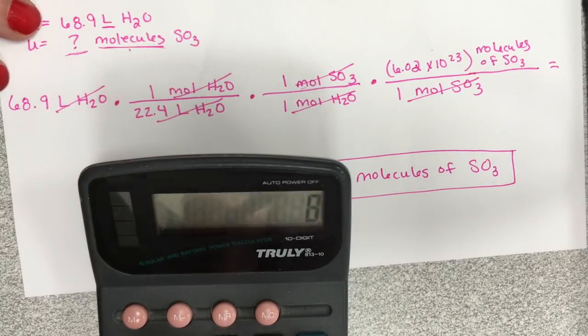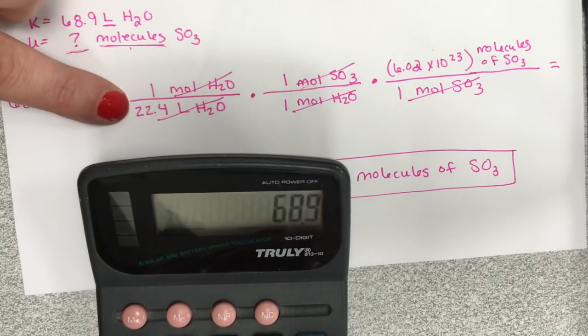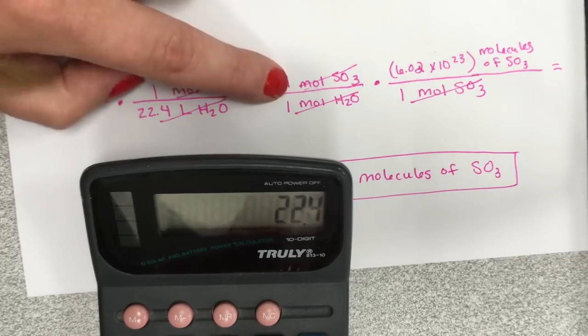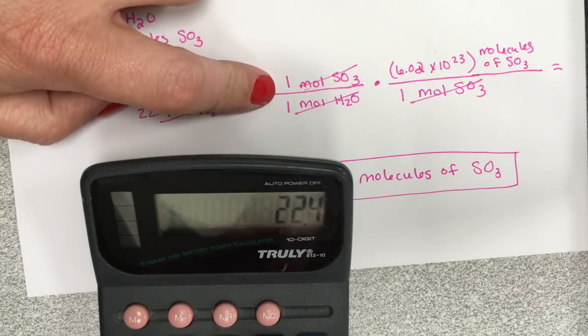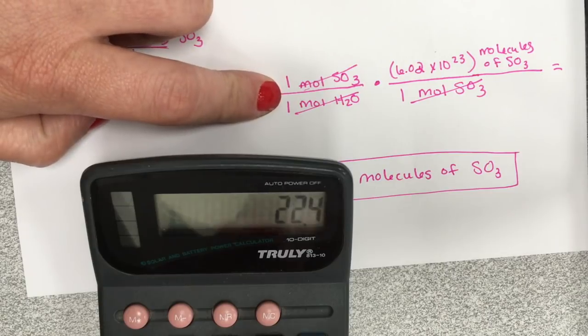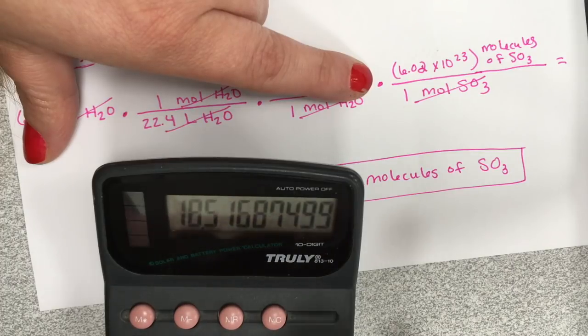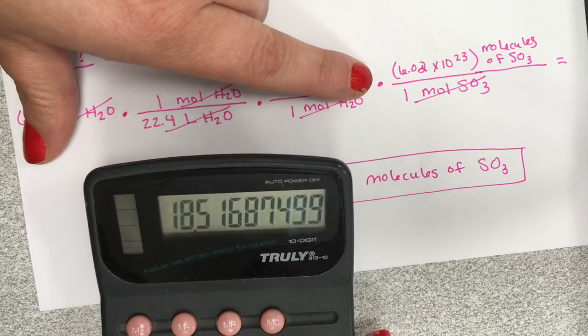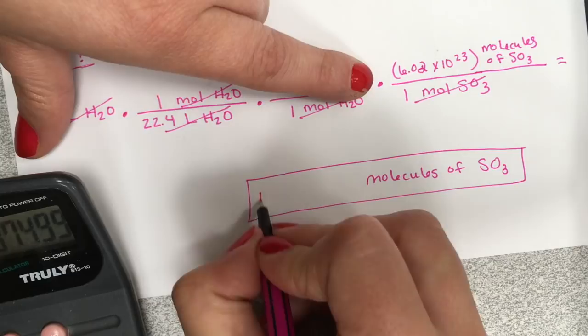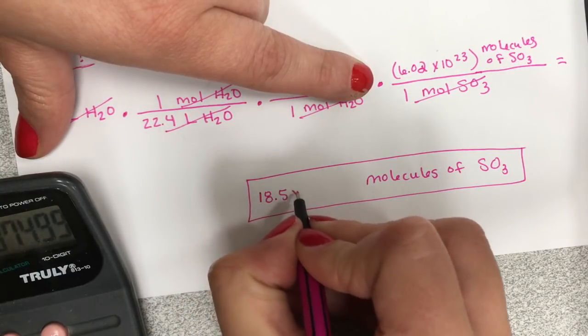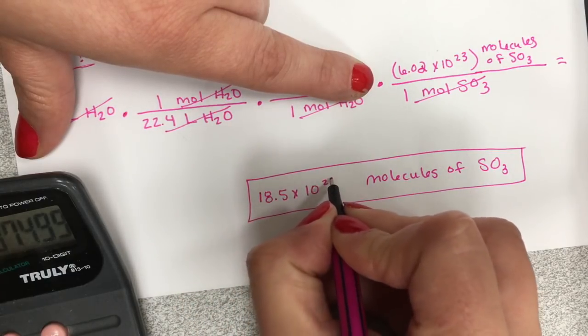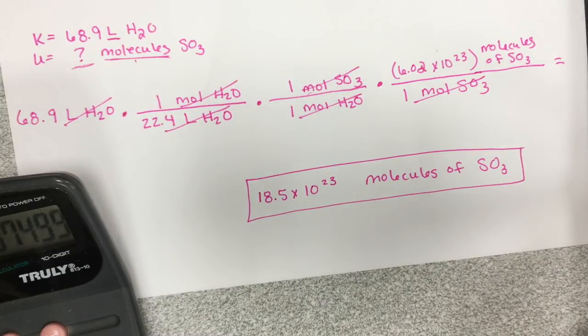So what I would do is 68.9 divided by 22.4. It's 1 to 1, so we don't really care. If we did times 1 divided by 1, it'd be the same. And then we're going to do times 6.02. Okay, so we have 18.5. So we have 18.5 times 10 to the 23rd. Easy.